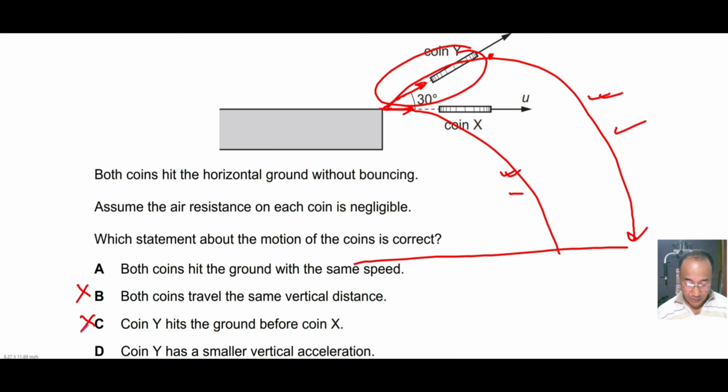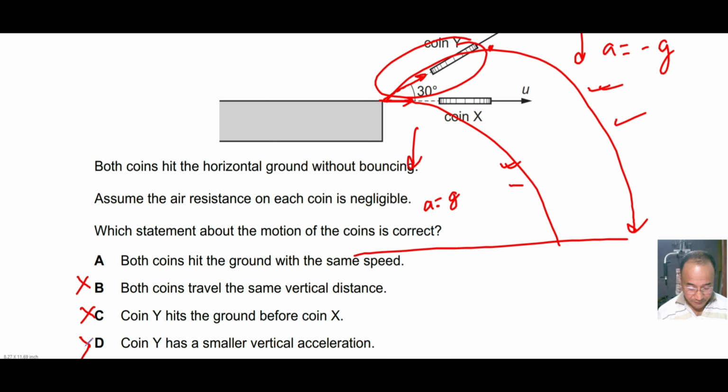Now choice D. Coin Y has got smaller vertical acceleration. No, the vertical acceleration is simply equal to g, so I can consider this as a equal to minus g. In that sense, the numerical value is the same because it is affected by Earth's gravity. So this is also untrue. And this makes us feel that the correct choice is choice A, but let us derive it.